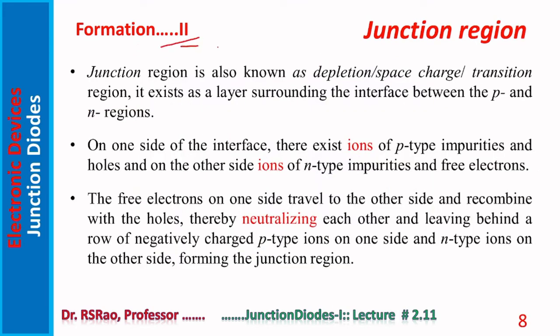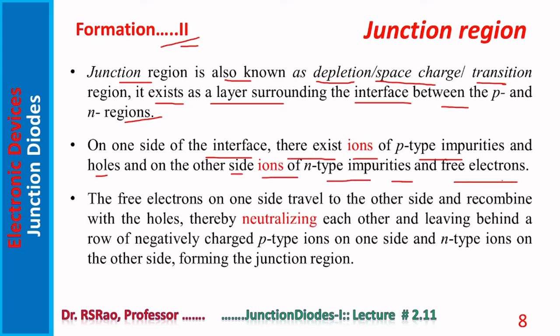Now some more information regarding formation. Junction region is also known as depletion region, space charge region, transition region. It exists as a layer surrounding the interface between P and N regions. On one side of the interface, there exist ions of P-type impurities and holes, and on the other side, ions of N-type impurities and free electrons.